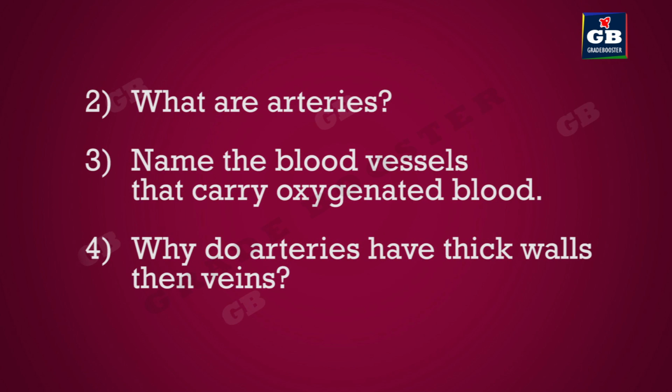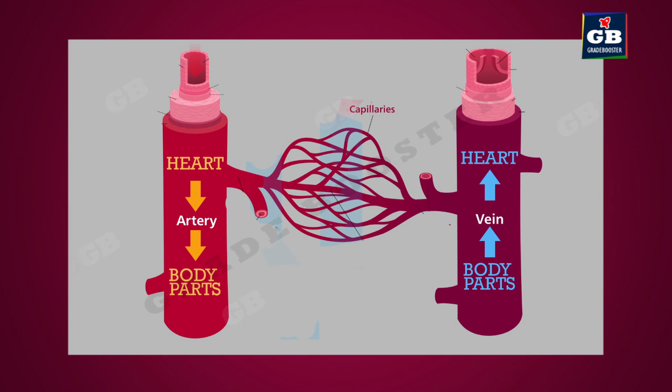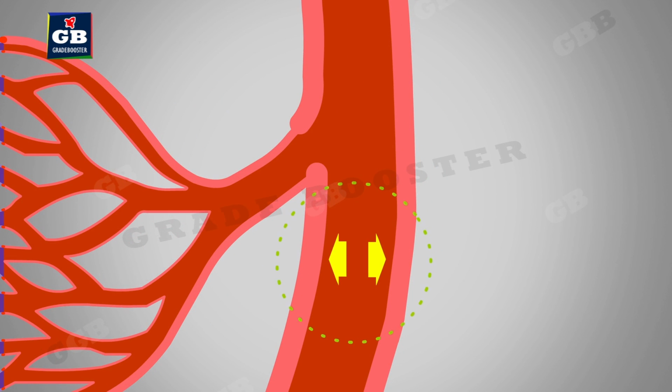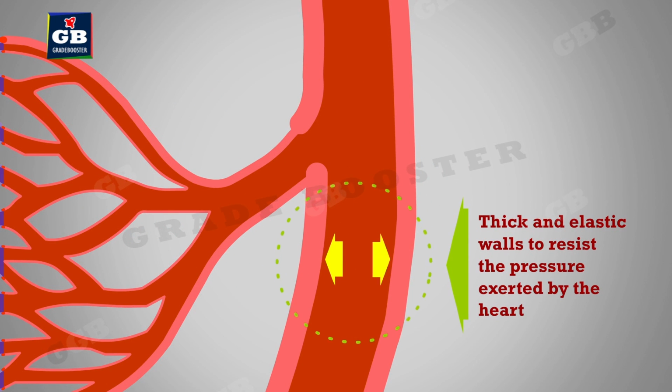2. What are arteries? Name the blood vessels that carry oxygenated blood. 4. Why do arteries have thicker walls than veins? The arteries are the blood vessels that carry oxygenated blood from the heart to body parts. Since the blood emerges from the heart under high pressure, the arteries have thick walls to resist the pressure.